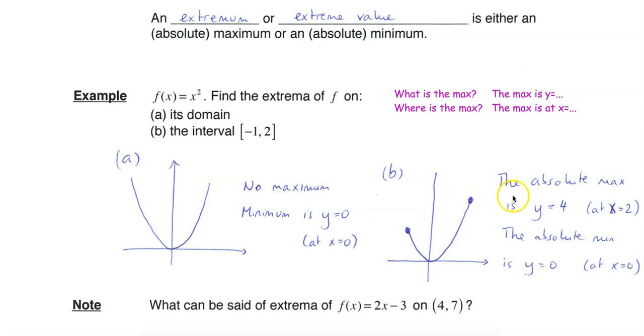So the full answer for this question is the absolute max is y equals 4, the absolute min is y equals 0. The parenthesis here is additional information, but they would not be required since the question is simply find the maximum, find the minimum, not where is the maximum, where is the minimum.